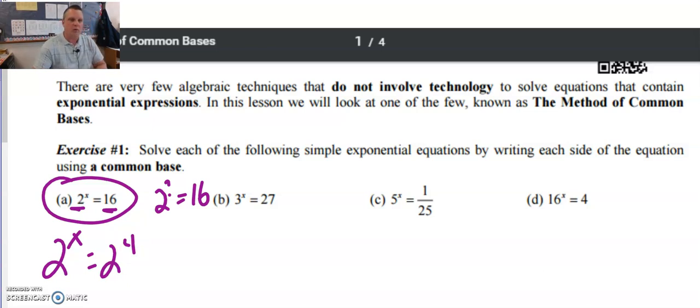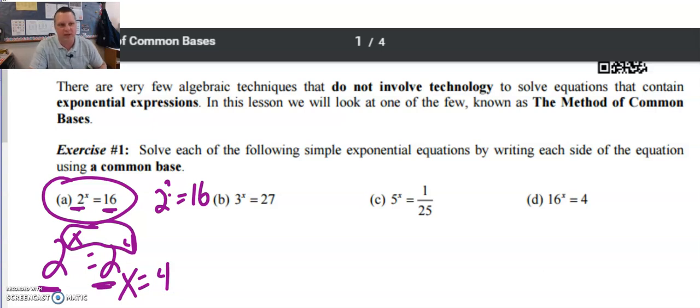Okay? So once we have the common base, all we do from there is set the exponents equal to each other. So then x equals 4, and that's your answer. Of course, they're not going to be that easy. That's just the introduction, but that's the premise behind it. You want to get your common base.